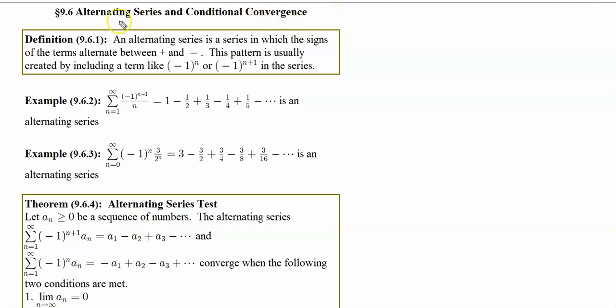Hi everyone. In this lesson we are going to go over alternating series and conditional convergence. So to start with, let's take a look at alternating series.